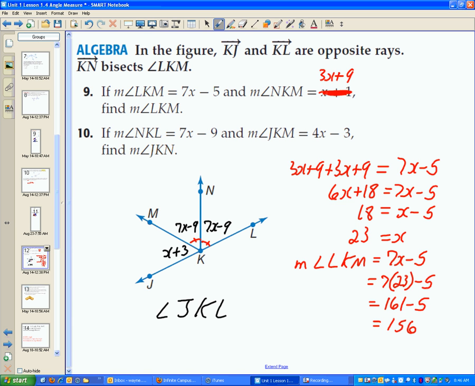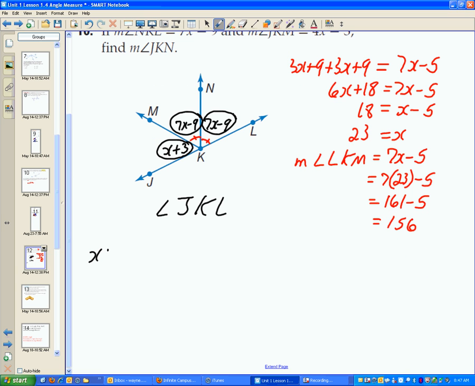Okay? So, if it looks like a line, it's in effect a straight angle. And if it's a straight angle, its measure is 180. Since its measure is 180, this plus this plus this must equal 180. And that's how we get our equation. So, x plus 3 plus 7x minus 9 plus 7x minus 9 equals 180.